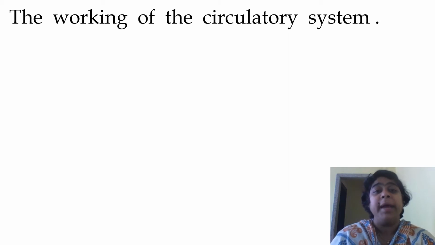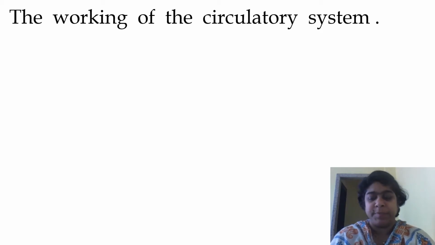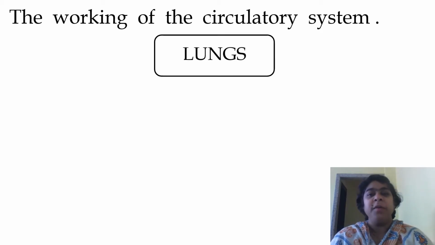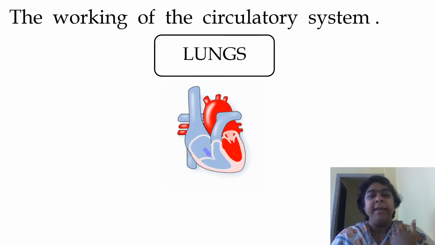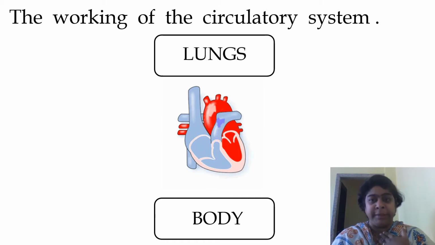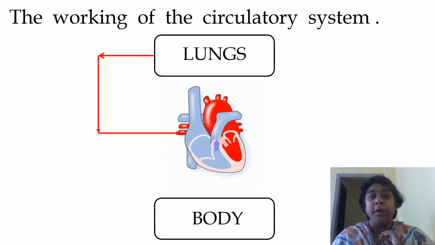Now we will go ahead to see how the circulatory system works. Now first of all, the oxygen goes through our nose. Yes or no? We inhale it and it goes to the heart. Correct? And from the heart it goes to the other parts of the body. I discussed this. Now how does it go?